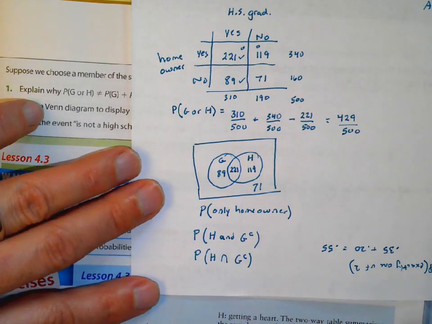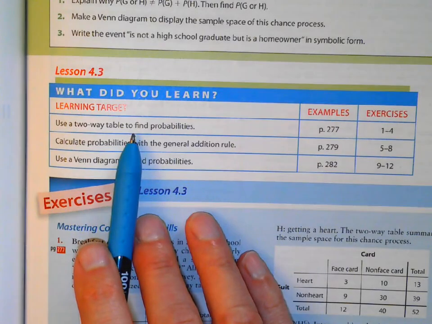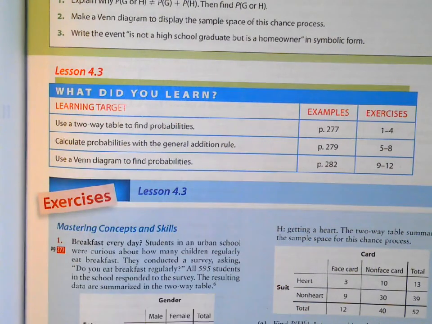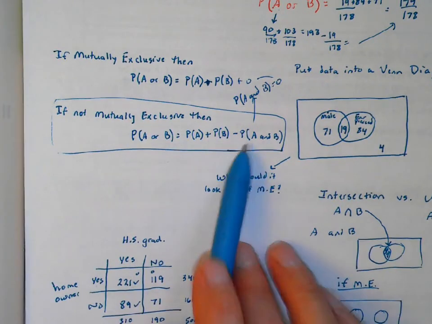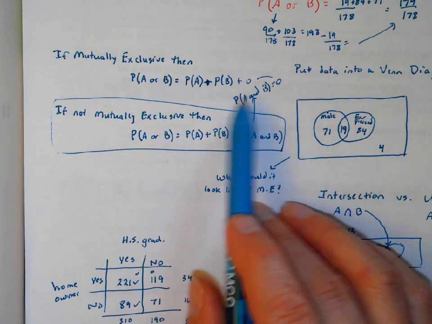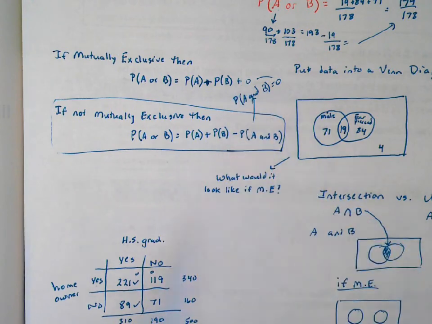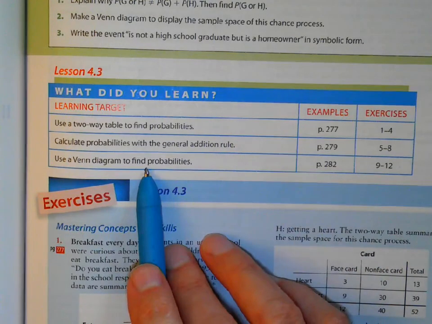Okay, so we worked with two-way tables to find probabilities. We calculated probabilities with the general rule. Okay, our general rule is this. For all or statements we use this, but just know that if it is mutually exclusive, this is 0, so we're just basically subtracting 0 from it there. Okay? And then we also worked with Venn diagrams.